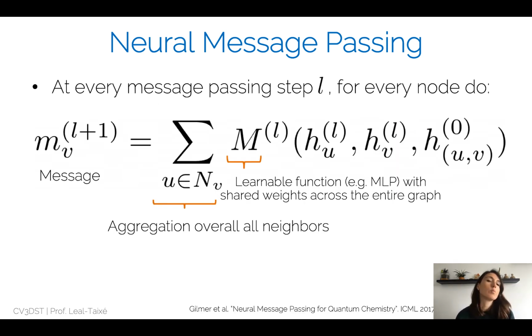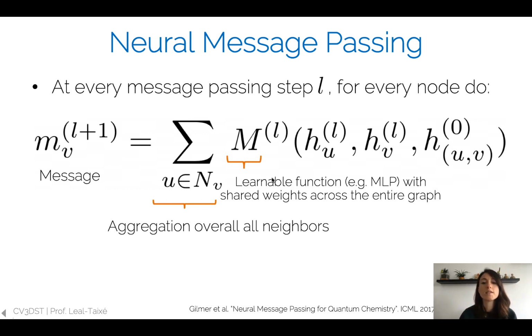So let's take a look in more detail at what exactly a neural message passing step is. So first of all, what we need to create is a message for each node. So in this case, we're creating the message for node V for step L plus 1. So I want to move from step L to step L plus 1. Now the first thing that I'm going to do is take my node V and look at my neighbors. And these neighbors are represented by this letter U. These are the neighbors of V.